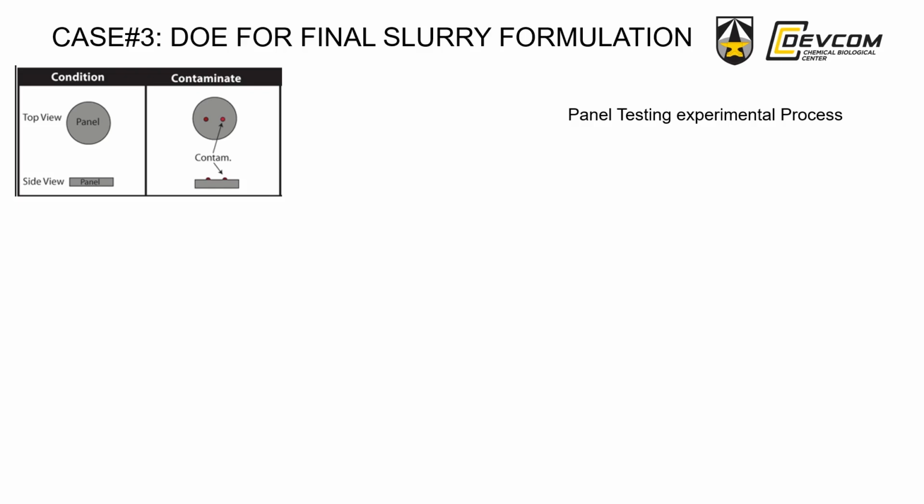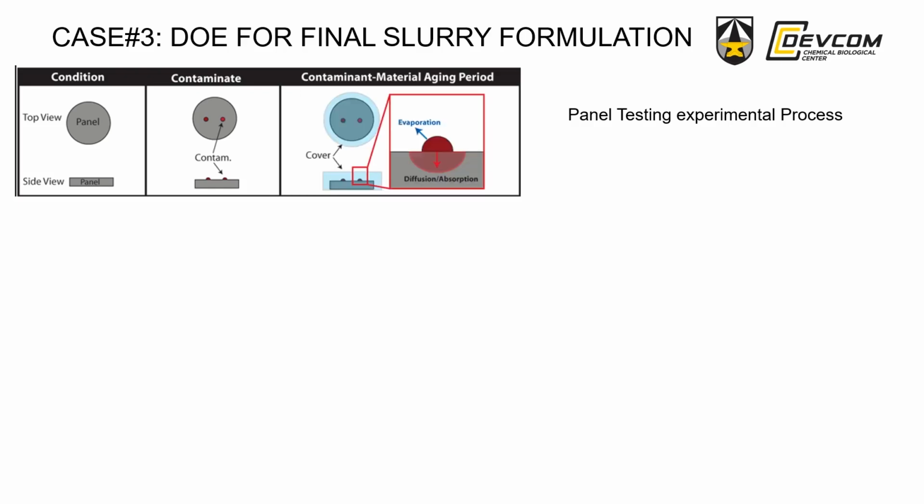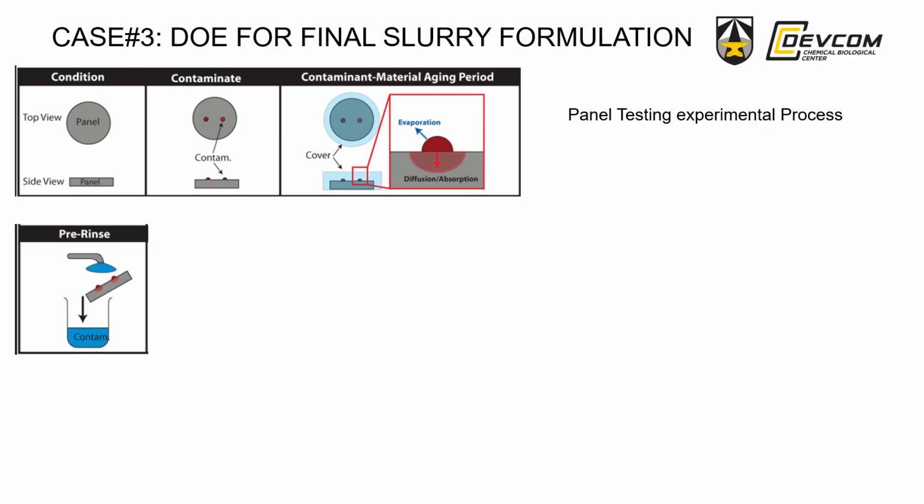So we contaminate, then we cover it in a petri dish, and we wait for a predetermined amount of time, and during that time, the agent is diffusing, becoming absorbed into the panel. Depending on whether the panel is a permeable material, it happens a lot faster. After the aging, we do a flushing rinse that simulates a pre-rinse that they might do in the field.